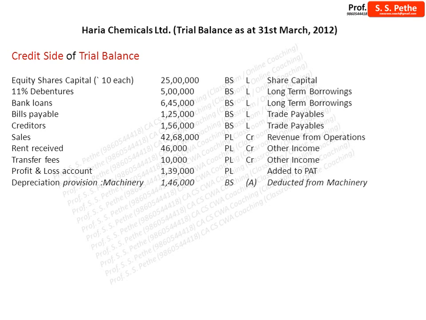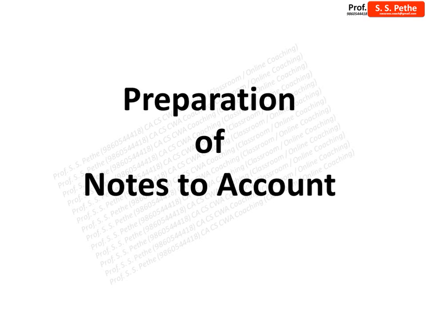Depreciation provisions on machinery is given 1,46,000. You know that depreciation needs to be deducted from the fixed asset to arrive at the net figure. So you can deduct this much depreciation from the machinery. Total 85,35,000. So we have analyzed the debit side of the trial balance. We have ascertained the effects which we have to give.